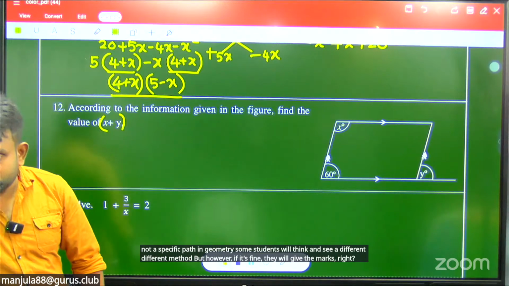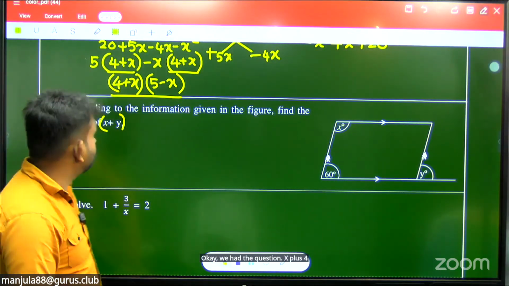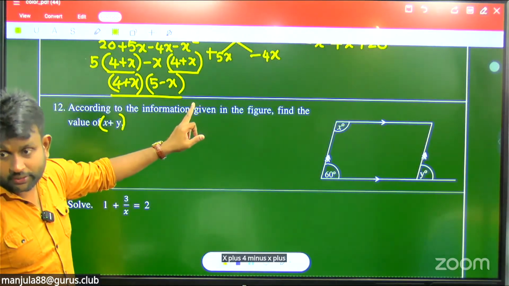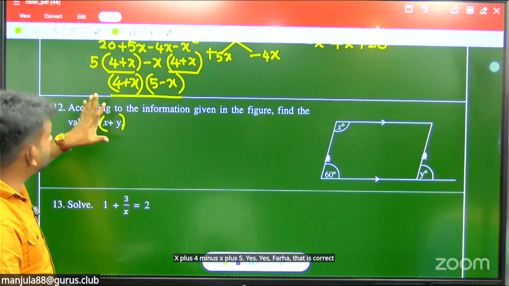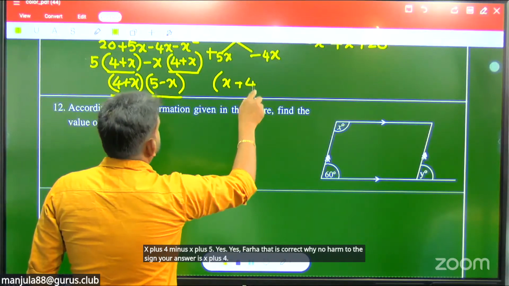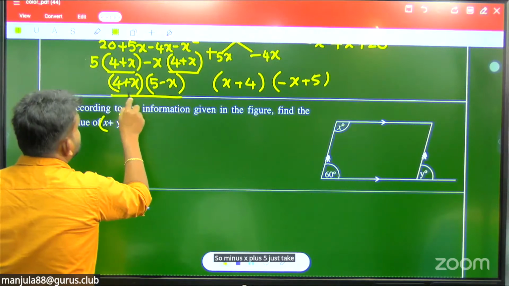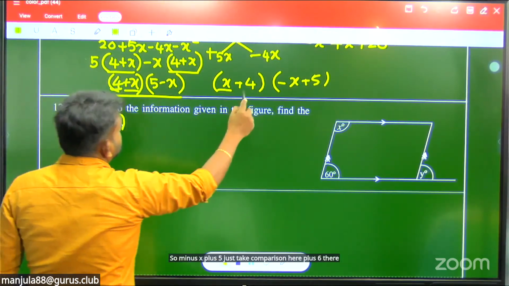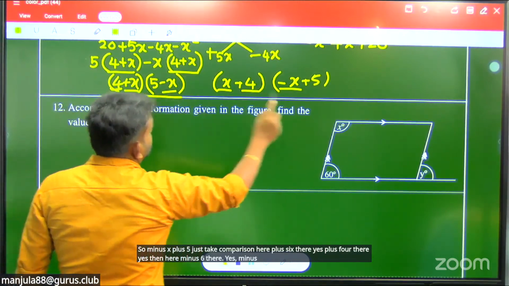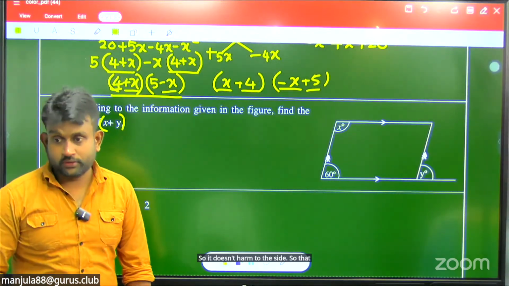We had the question: x plus 4, minus x plus 5. Yes, Farha, that is correct. No harm to the sign. Your answer is x plus 4, minus x plus 5. Just check the comparison: plus x there, yes, plus 4 there, yes. Then here minus x there, yes, minus x and plus 5. So it doesn't harm the sign. So that is correct.